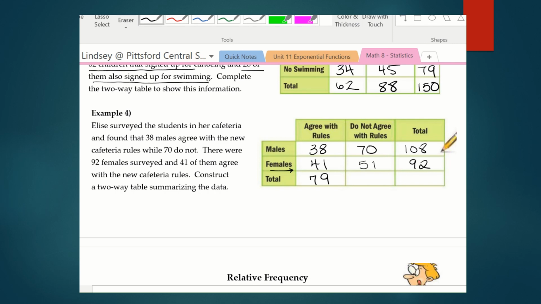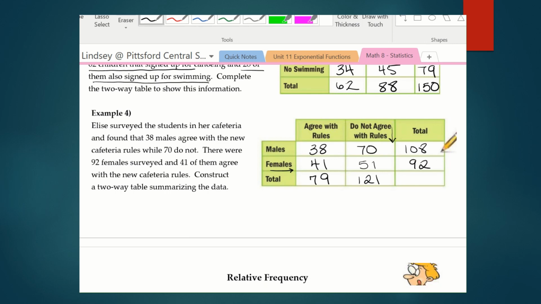All right, so looking at some totals here, how many males and females, now I'm going to look at this column, how many males and females do not agree with the rules? Well, 70 plus 51 gives me 121 males and females that do not agree with these new rules.